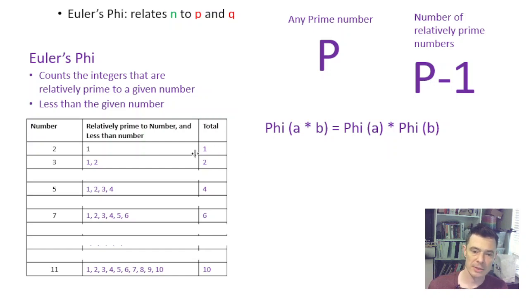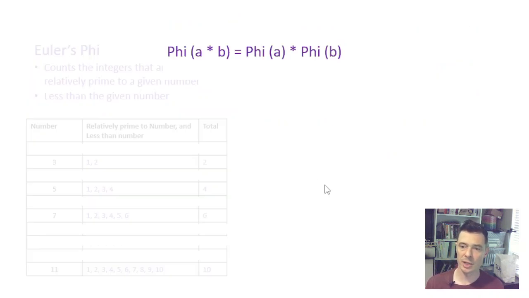For every prime number, 2, 3, 5, 7, 11 here, the number of relative primes is that number minus 1. And the relative primes of 2 different numbers are also relative with multiplicity. You can multiply them together, and we'll see a couple of examples about this.